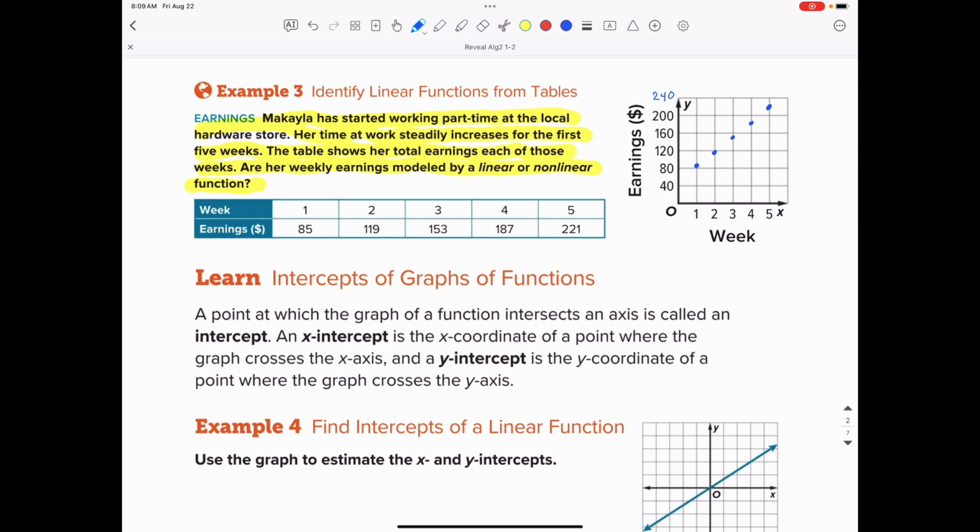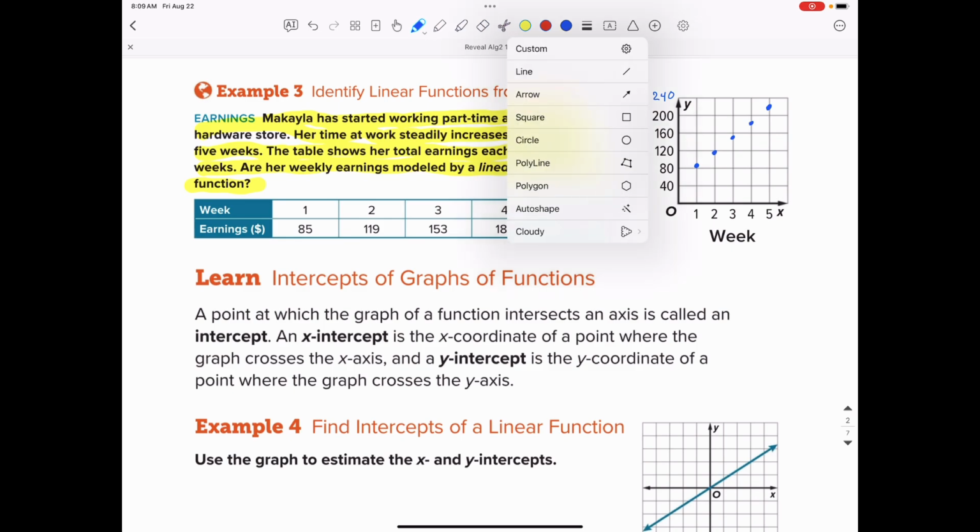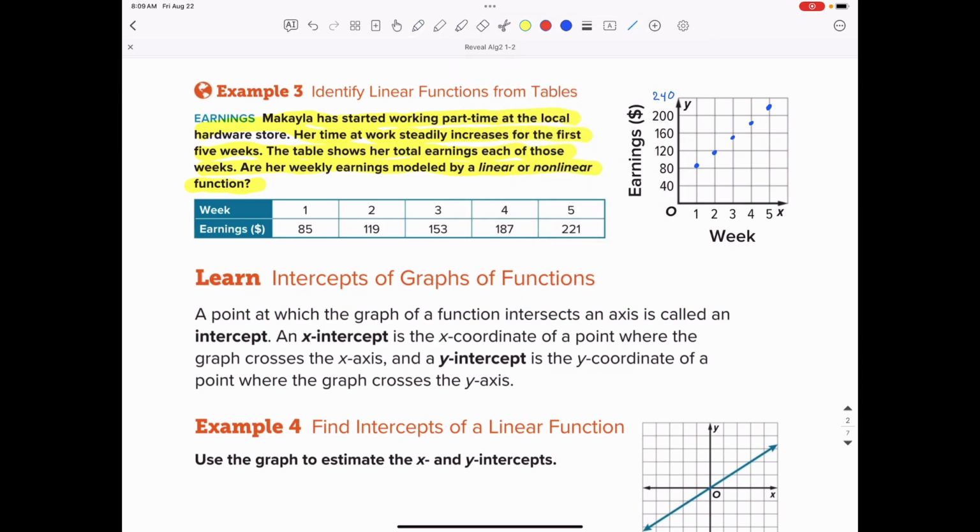Okay, so is this linear or nonlinear? It looks to me that these points are very linear. It almost looks like they are on a straight line. I can use my straight line tool to determine that. If I go from one point all the way up to the other point, you can see how all 5 of those points do wind up on a straight line. So that being the case, we would state that this is a linear function.